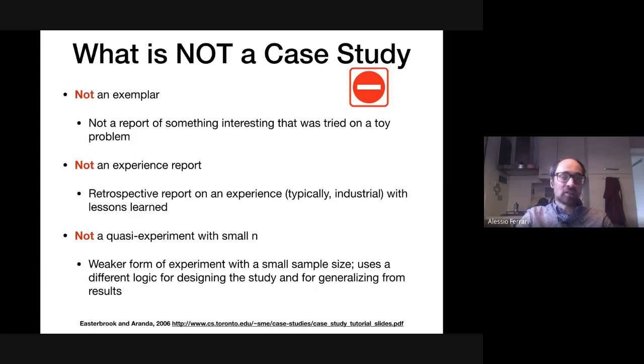Because it's less structured, it's not carried out with an empirical research mindset. And it's not a quasi-experiment with small n. So you don't perform a quasi-experiment by isolating some variable or doing the experiment with a very small sample size. This does not work. Generalization in case study is based on similarities between contexts, and we will consider this later on. So this is to clarify what is a case study and what is not. It's not an exemplar, not an experience report, and not a quasi-experiment with a very small number of units.